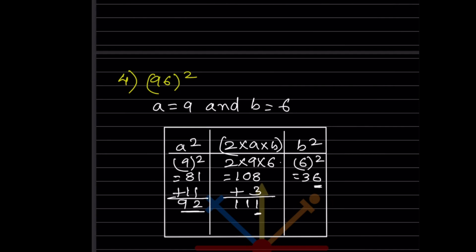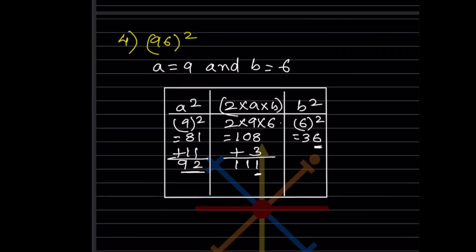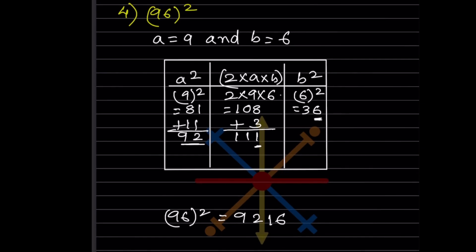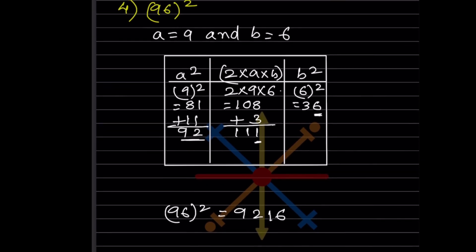Now these two, both of them, you will keep as it is. So 96 square will be this together, this unit place and this unit place. So the answer is going to be 92, 1 and 6. And you can also cross check it by multiplying 96 into 96, because there are chances of making a mistake sometimes when you're adding it. So you have to cross check by multiplying it.